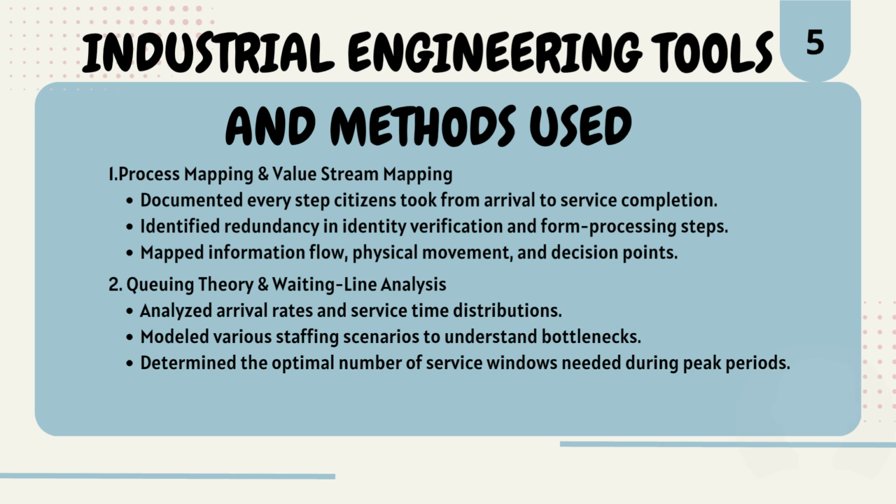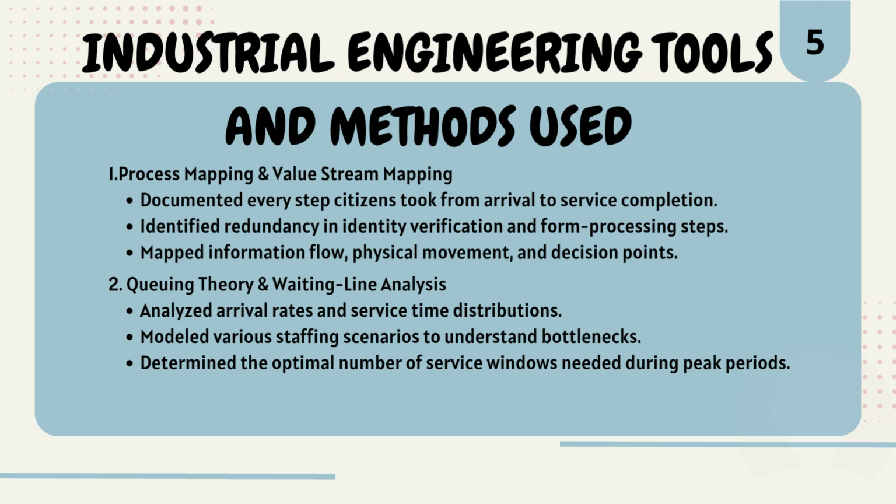Next, let's talk about the industrial engineering tools and methods used in government operations, specifically JPJ. To further understand the root causes of the problems, industrial engineers use several analytical tools. The first method they use is process mapping and value stream mapping.